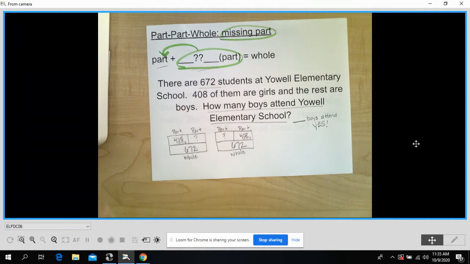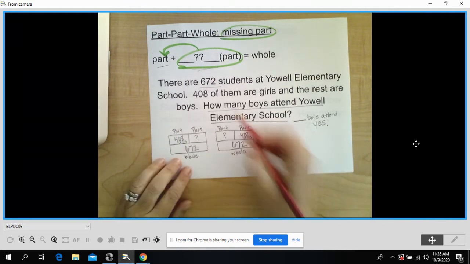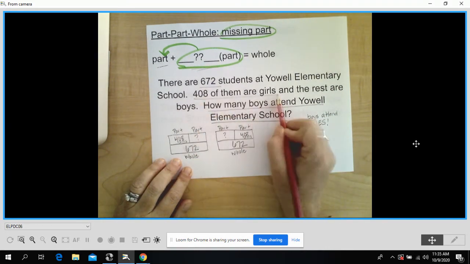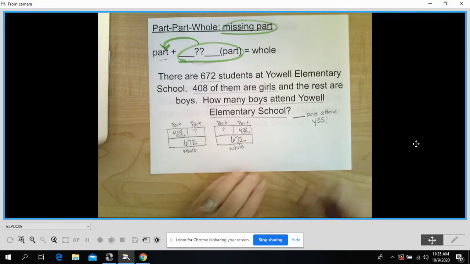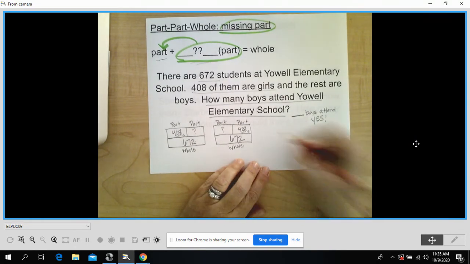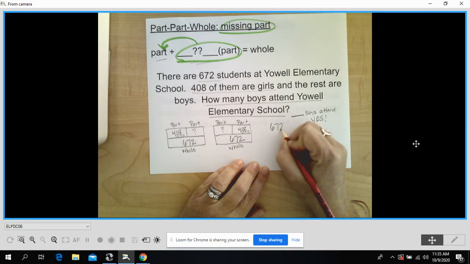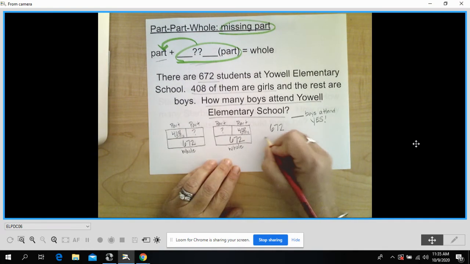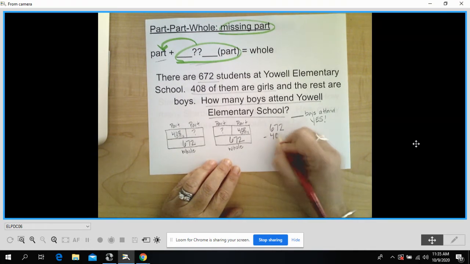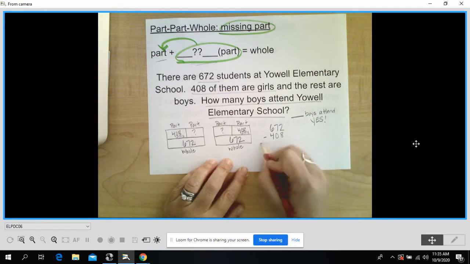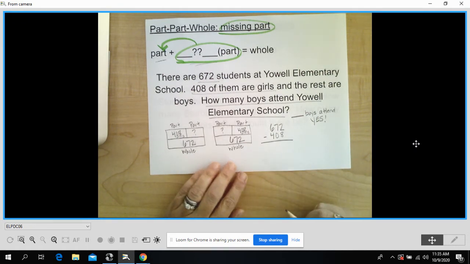So let's figure out what we need to do. We know 408 of them are girls. We got to figure out the boys. So if I take the whole amount of students and I subtract the amount that are girls, what is that answer going to tell me?